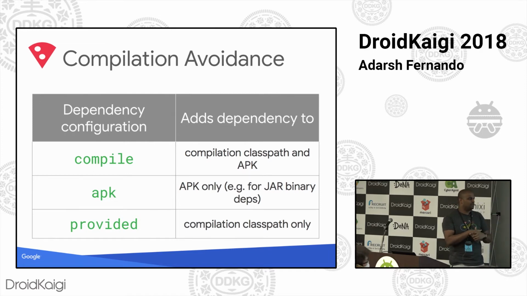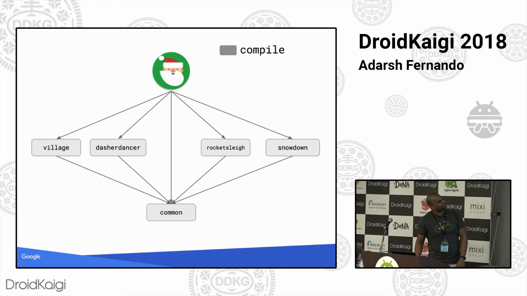And then you have APK when you have already like a compiled jar binary, you just want it at runtime, and provide is the opposite, where it's just at compile time only. So, okay, back to our graph here. So these are all compile dependency configurations, right?